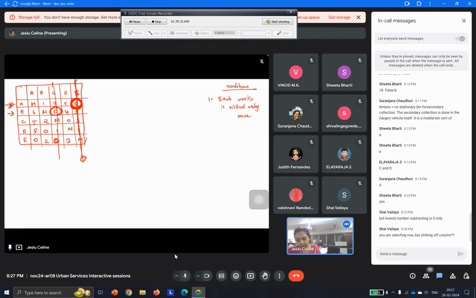In the second one, we have selected this and we are striking this off. Why? Because there's another zero over here, and by mistake we should not select that zero later as a minimum value. So we need to remove that. That's why we are striking this off. This is the second strike. Now the third one is over here, so we are striking this off. That's our third strike.